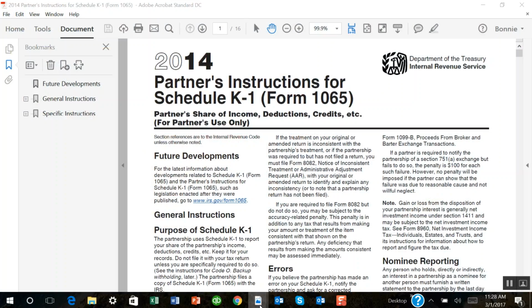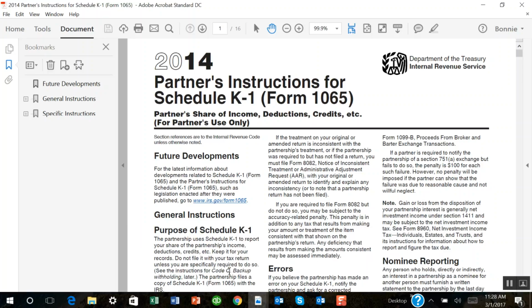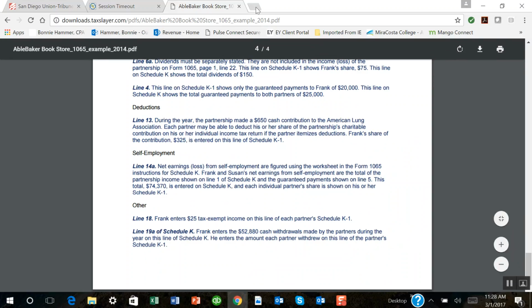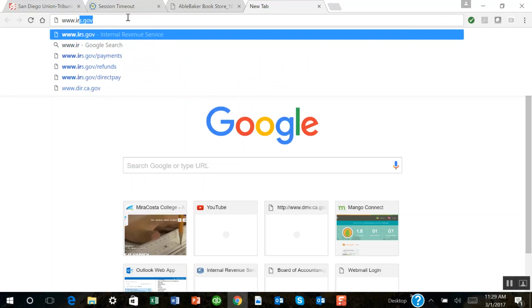Where are the, oh, maybe I've got two copies of the K1 instructions. Let me know if I didn't give you a copy of the actual Form 1065 instructions. You can get that off the internet, and all you do is go to irs.gov. I'll show you how I do it.